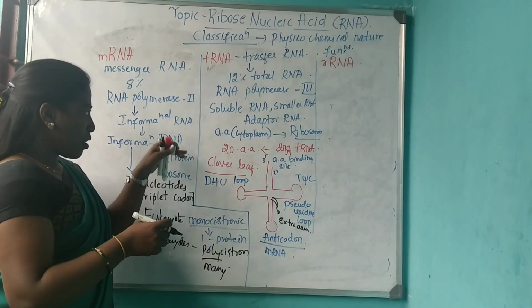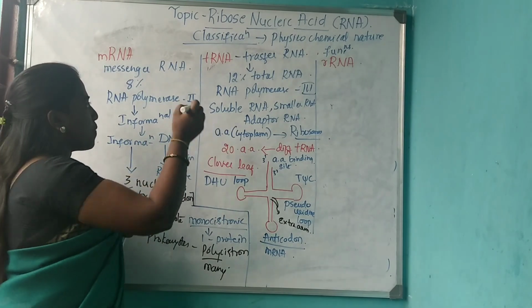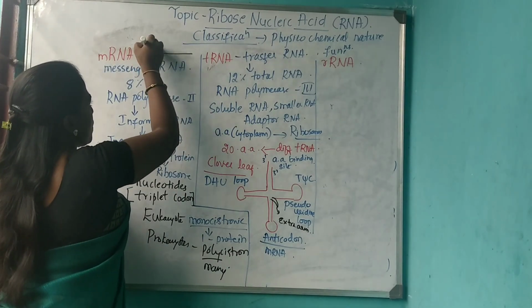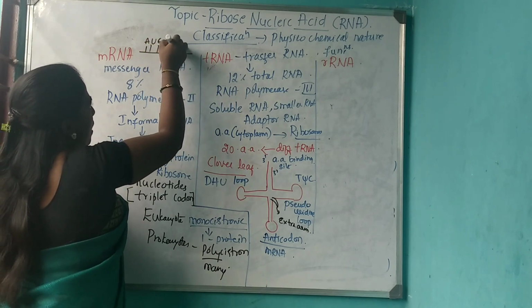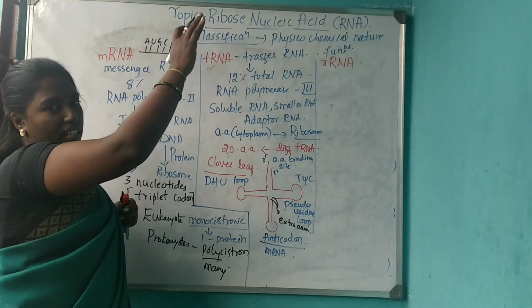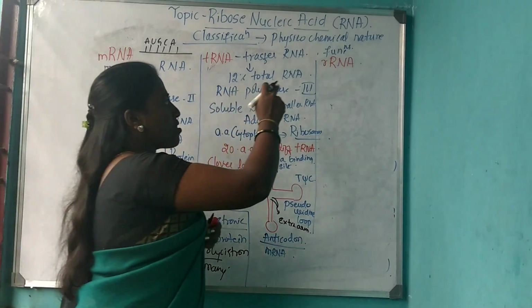Okay. In case of mRNA, it will have a linear sequence like this. Linear sequence of nucleotides A, U, G, C, A like this. Okay. This is a linear structure, mRNA. The next is rRNA.